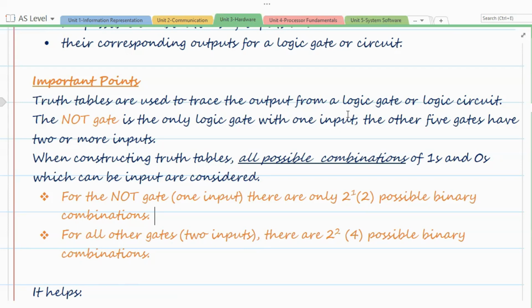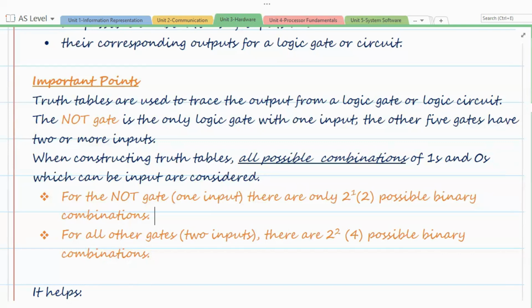Now, if you have two inputs, that means 2 raised to power 2, that is 4 combinations. So with two inputs, 0 and 1, you can have combinations like 0 0, 0 1, 1 0, 1 1. So in total, 4 combinations. So every time, you just put 2 raised to the power of the number of inputs and you get how many combinations there will be. If it is 1 input, 2 raised to power 1 combinations. If it is 2 inputs, 2 raised to power 2 combinations. If it is 3 inputs, 2 raised to power 3 combinations, and so on.